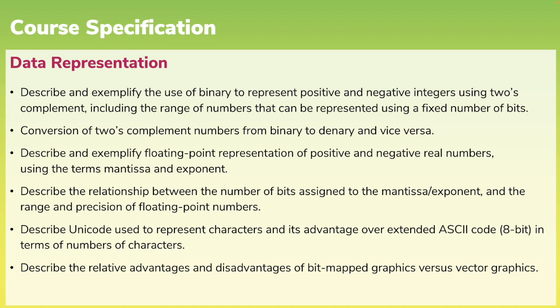You also need to be able to describe and exemplify floating point representation of both positive and negative numbers using the terms mantissa and exponent. And we'll look at the relationship between the number of bits assigned to the mantissa and exponent and the range and position of floating point numbers. And then looking at how text is stored, we're going to discuss the advantages of Unicode over extended ASCII and look at the advantages and disadvantages of bitmap and vector graphics. So let's dive straight in.